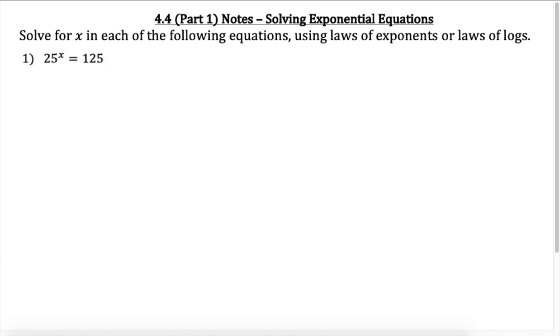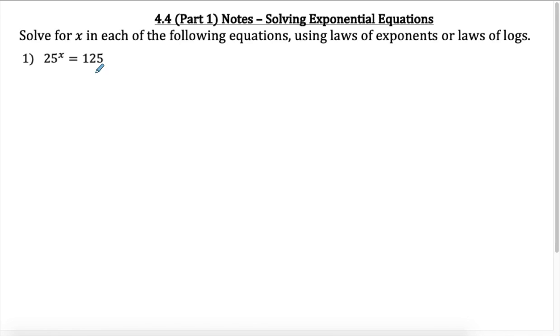All right, in 4.4, we're going to take a look at solving exponential and logarithmic equations. In the first part, we'll just do exponentials. So we're just going to go through a few different scenarios and a few different strategies for solving different types of exponential equations. The first situation that we're going to look at is when both bases are the same.